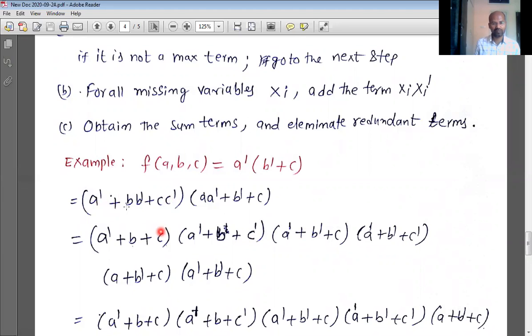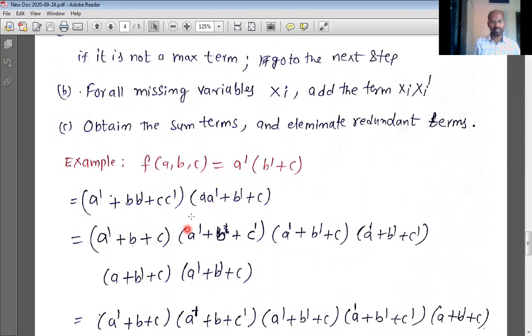So first time we use a bar plus b plus c. Next time a bar plus b plus c bar. Next time, since b is used, let's use b bar, one time for c, another time for c bar. Like this. So after expanding this term in which 2 missing literals are there, we get 4 max terms like this. Now expand the second term by using distributive law. There is only 1 missing literal, so you'll get 2 max terms here.